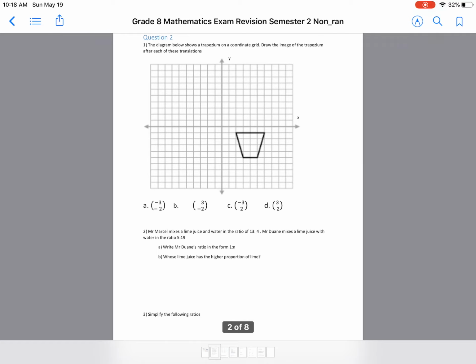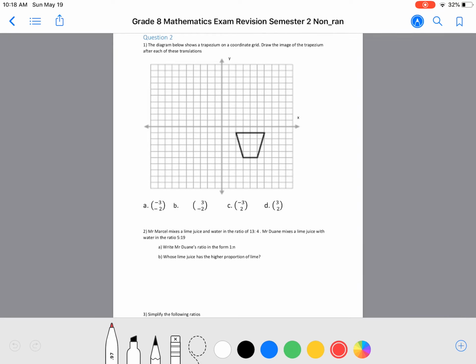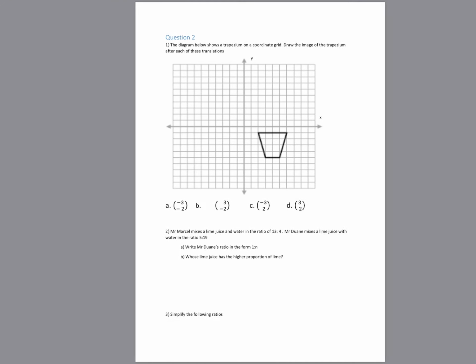So for question 2, it says the diagram below shows a trapezium on a coordinate grid. Draw the image of the trapezium after each of these translations. Again, we have the translations below here. Let's have a look at them quickly.